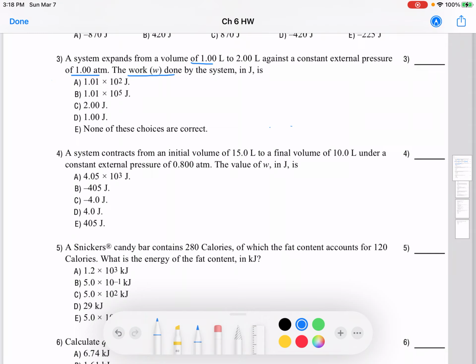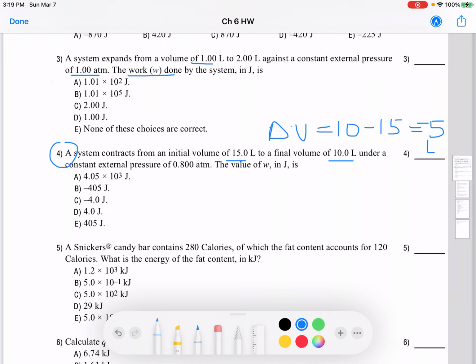System contracts from initial volume 15 to final volume 10. So then the delta V is going to be 10 minus 15. It goes from 15 to final 10. So the final volume is 10 minus the initial, 10 minus 15. There would be negative 5 liters.